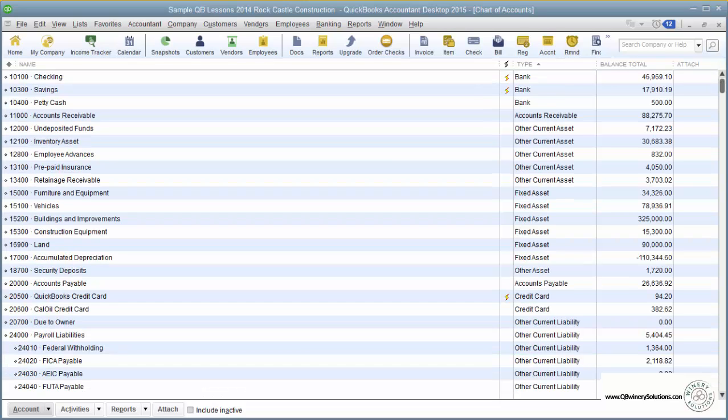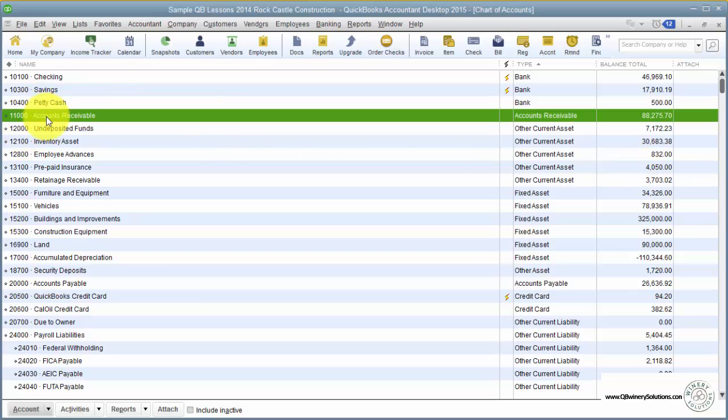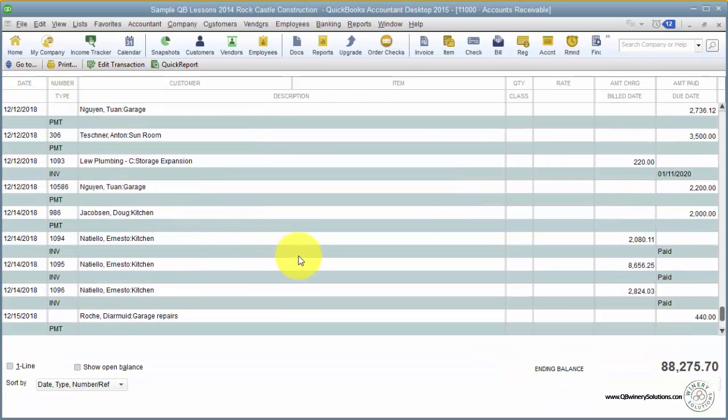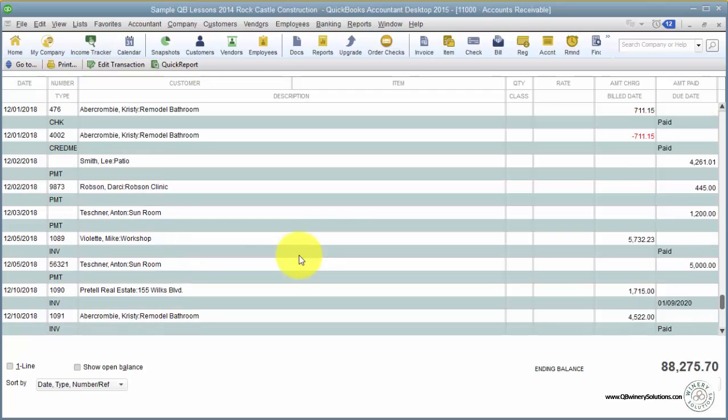So you'll be using this section quite a bit if you follow my recommended chart of accounts. Now in a previous video we talked about registers. Any balance sheet account has a register. So if I go to the accounts receivable register, I'll actually be able to see every transaction that has come in and out of accounts receivable.